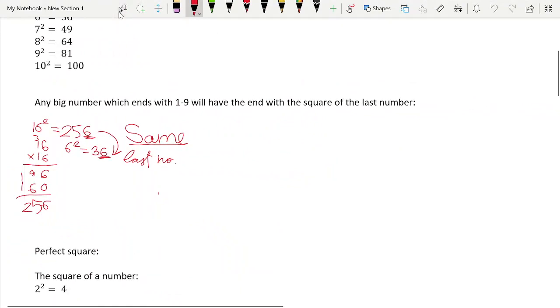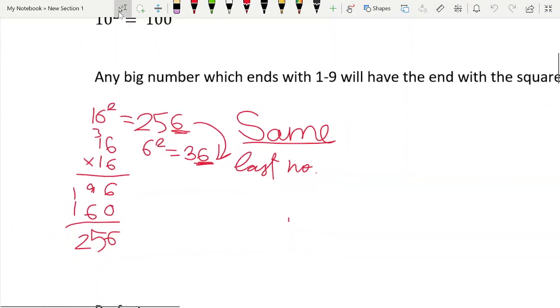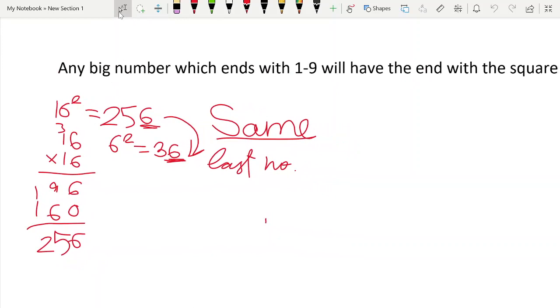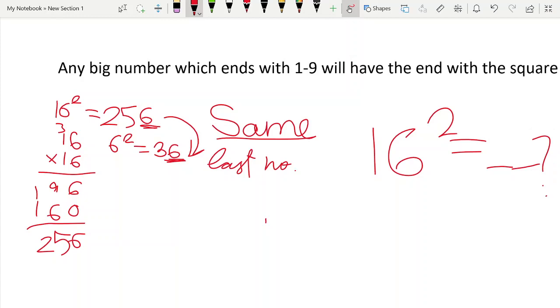Now, any big number which ends with 1 to 9 will end with the square of the last digit. So it might not make sense, but let's see this example. 16 square is equal to 256. What does that mean? If you have 16 square and you want to figure out the last digit of the answer, you basically do 6 square.